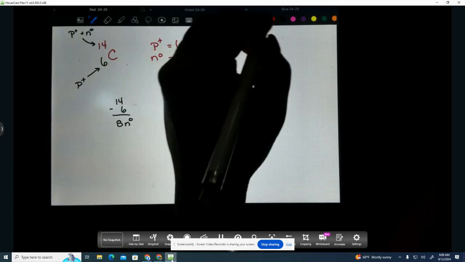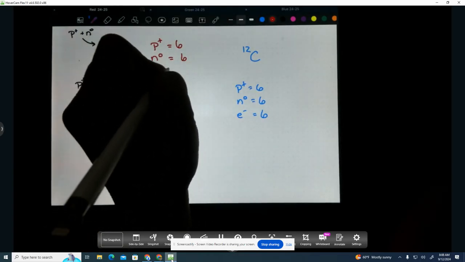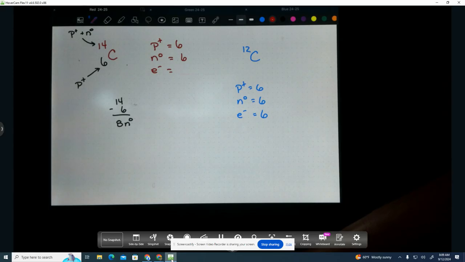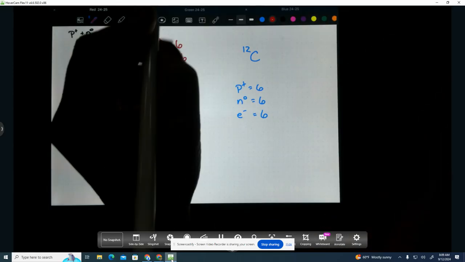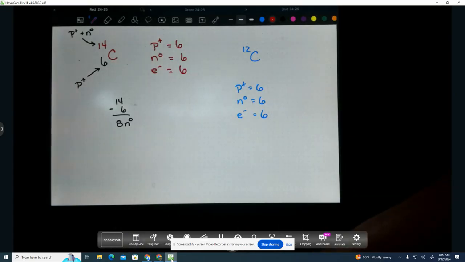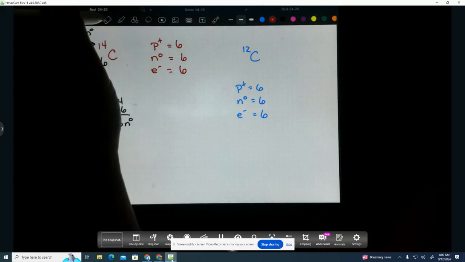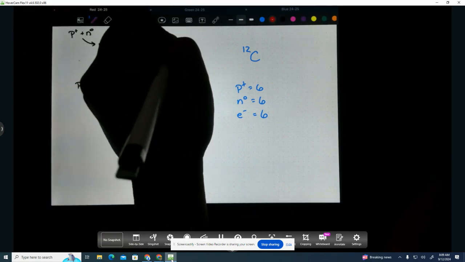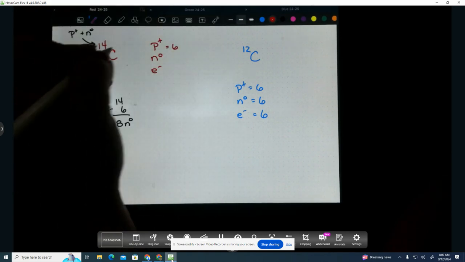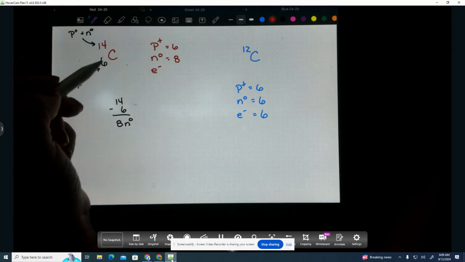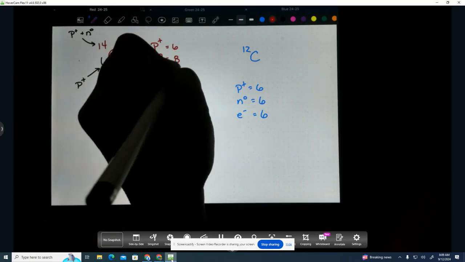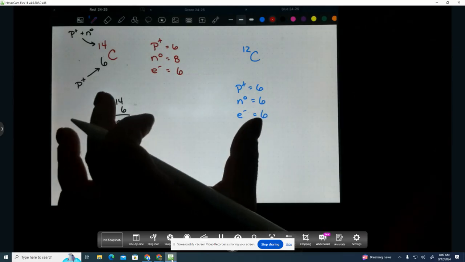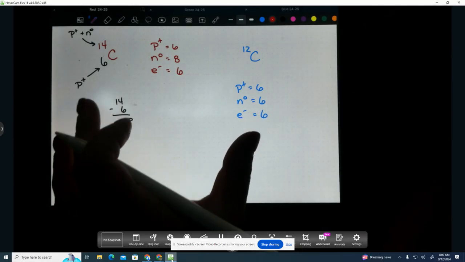What about this case over here? How many electrons do you have over here? Not a trick question. 6. Here, 6 protons, that's this number. 8 neutrons, 14 minus 6. And 6 electrons. Electrons didn't change in either one of these.